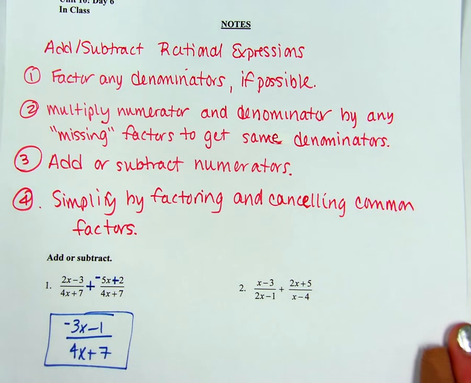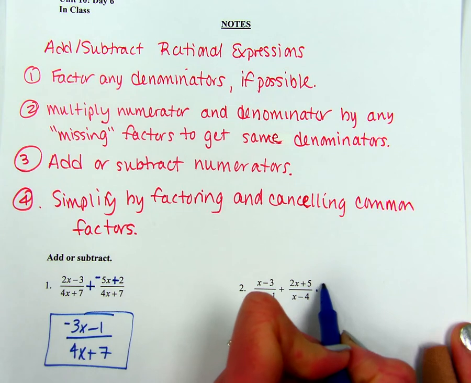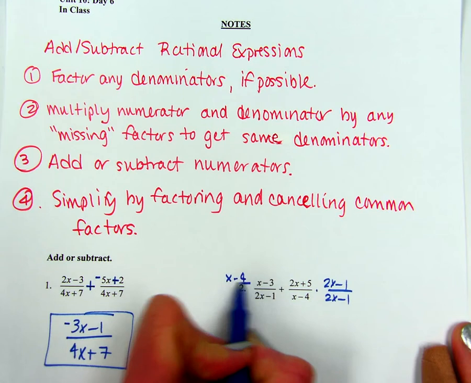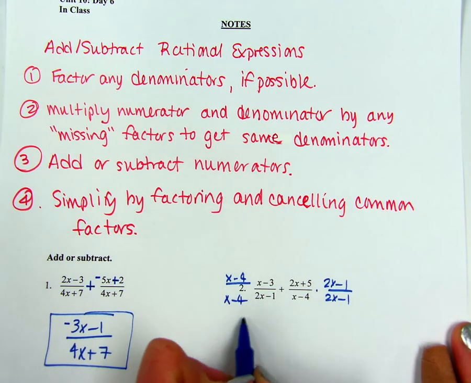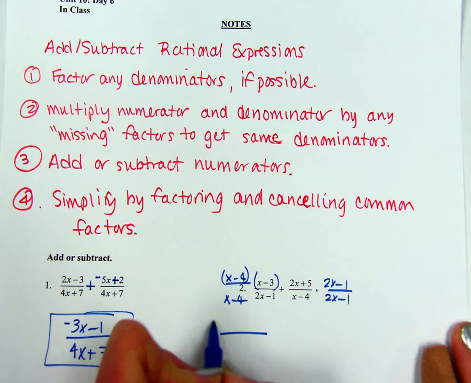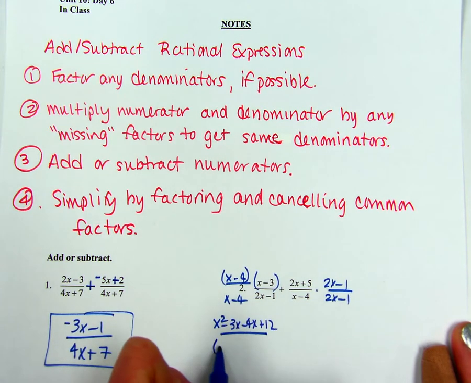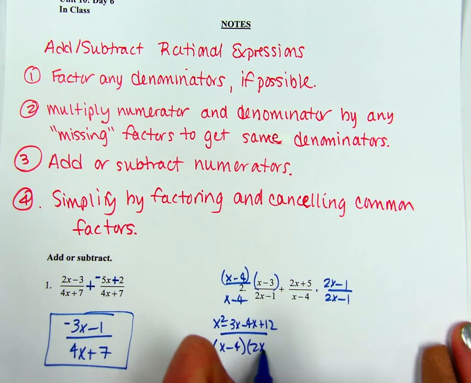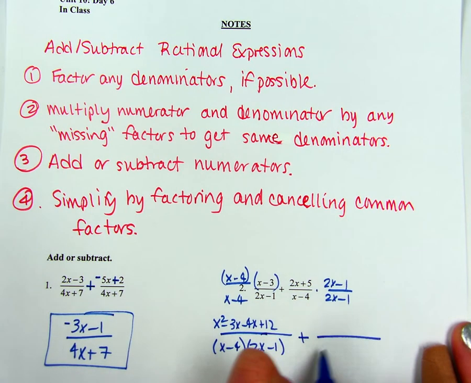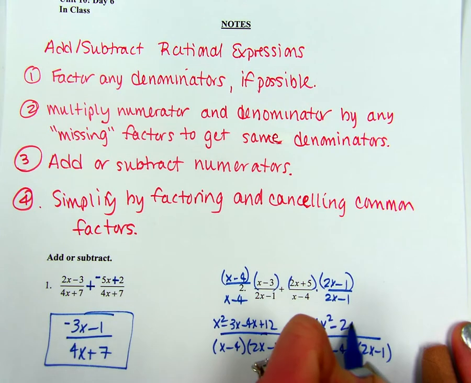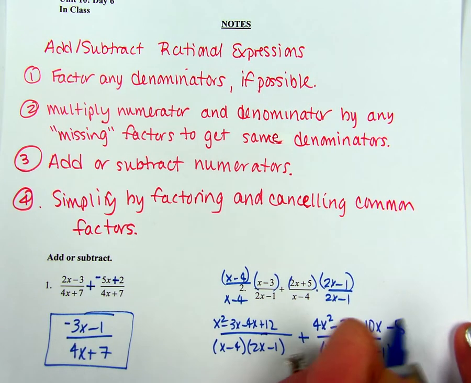All right, number 2, I need to get common denominators here. So I am going to multiply this side by 2x minus 1. And this I'm going to multiply by x minus 4. So now I'm going to FOIL on the top here. So I have x squared minus 3x minus 4x plus 12. And my common denominator is now x minus 4, 2x minus 1. And I'm going to add that to this part. I'm also going to FOIL, so I'll get 4x squared minus 2x plus 10x minus 5.